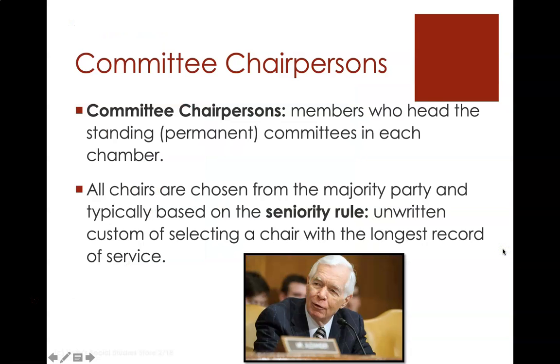The committee chairpersons. These are members who head the standing or permanent committees in each chamber. All chairs are chosen from the majority party and typically are based on what we know as the seniority rule, which means that the people who have the longest record of service are typically the ones selected as chair.